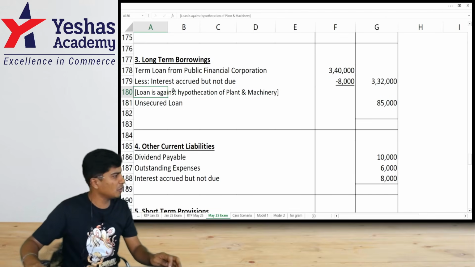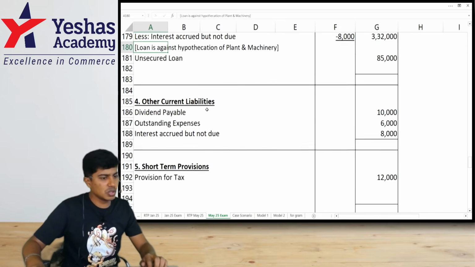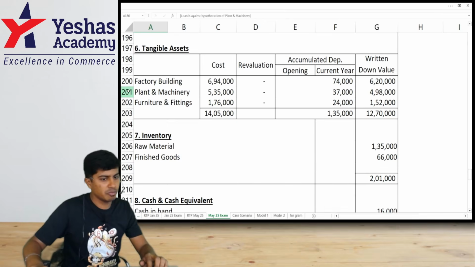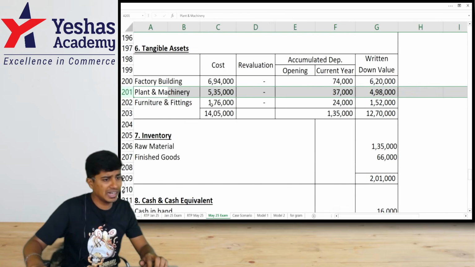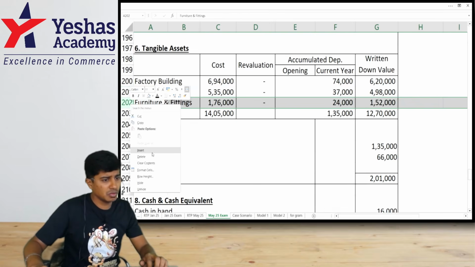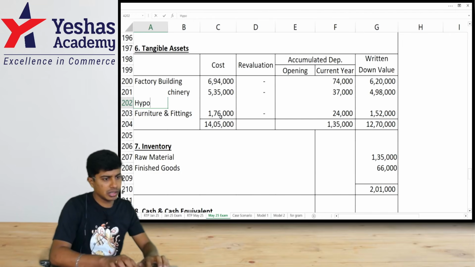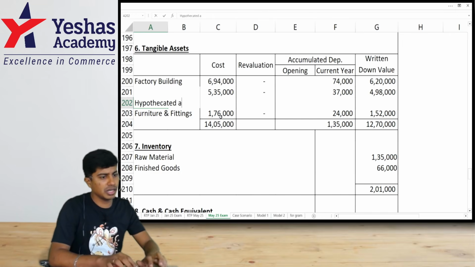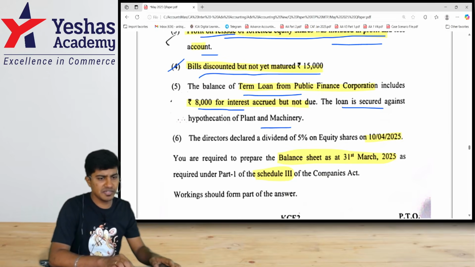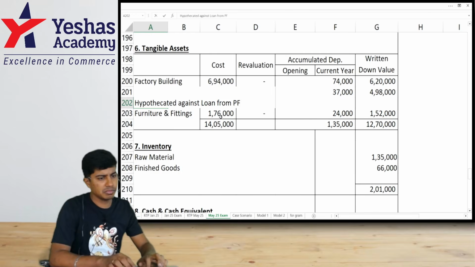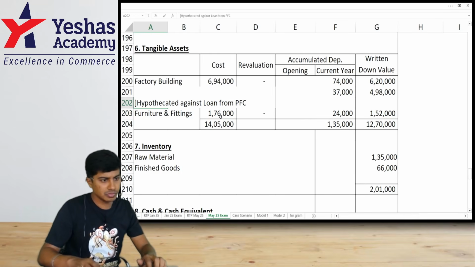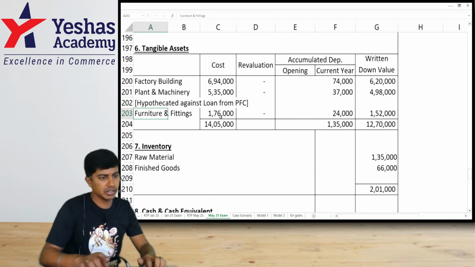Is this fine with all of you? Similar thing, we'll disclose it here also. What is hypothecated? Plant and machinery. Hypothecated against loan from SFC? No, PFC, Public Financial Corporation. We should open the bracket, then we can close the bracket.